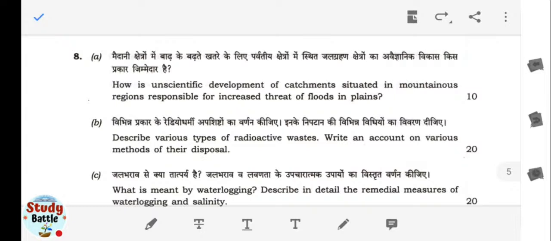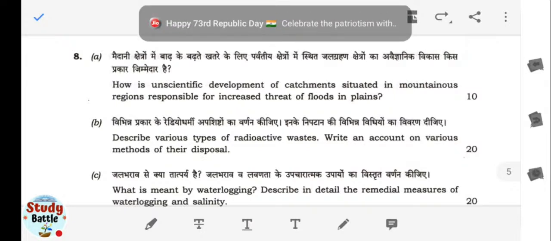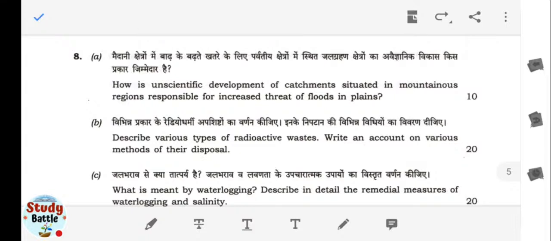Okay, where the geothermal power project was going on, the Tehri Dam. Okay, so you can cite that incident as an example of how this has occurred, because of the unscientific development of catchments situated in the mountainous regions. Next, you have to describe various types of radioactive wastes and write an account on various methods for their disposal.